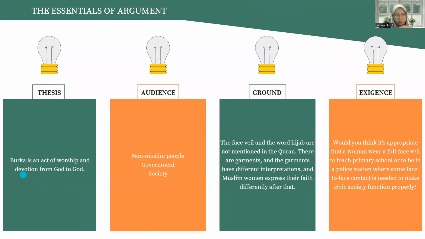Here, the thesis is the burqa is an act of worship and devotion to God. And the audience is non-Muslim people, government, and society. And the ground is the face veil and the word hijab are not mentioned in the Quran. There are garments, and the garment has different interpretations, and Muslim women express their faith differently. The exigence here is, do you think it's appropriate that women wear a full face veil to teach primary school or to be in a police station where some face-to-face contact is needed to make civic society function properly?